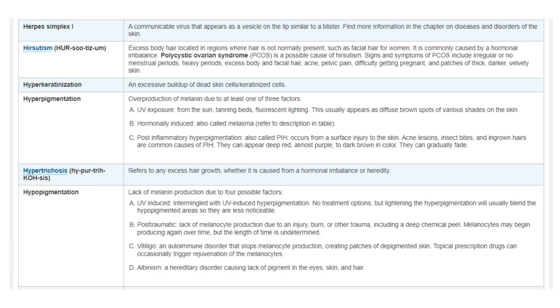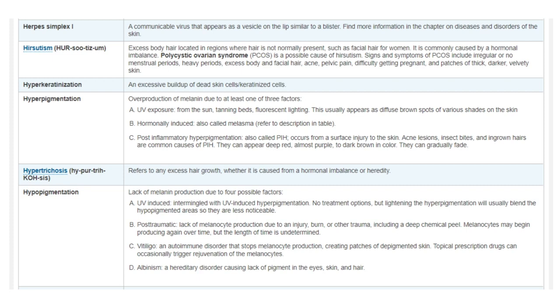Hypopigmentation: lack of melanin production due to four possible factors. UV-induced, intermingled with UV-induced hyperpigmentation. No treatment options, but lightening the hyperpigmentation will usually blend the hypopigmented areas so they are less noticeable. Post-traumatic: lack of melanocyte production due to an injury, burn, or other trauma, including a deep chemical peel. Melanocytes may begin producing again over time, but the length of time is undetermined.